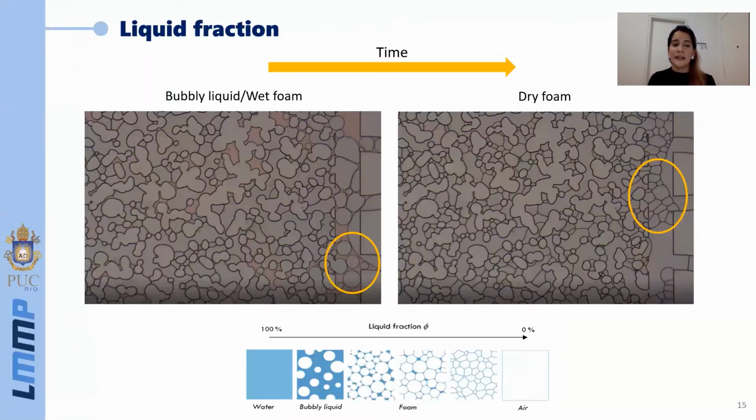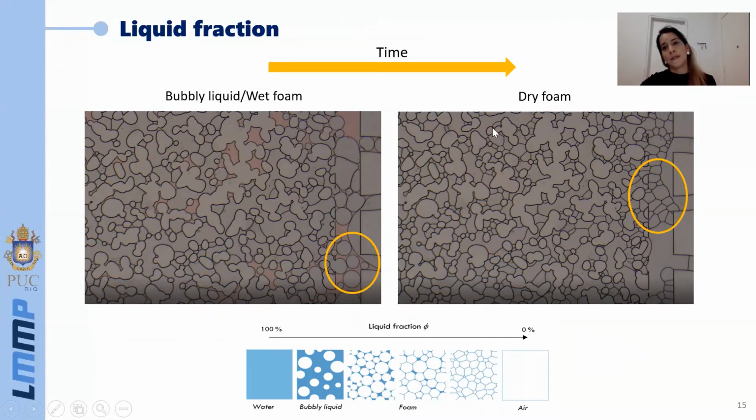Another important thing here is the liquid fraction. In the beginning, the device is completely saturated with surfactant solution, and then we inject gas. We keep injecting gas, so we are decreasing the liquid fraction. In the beginning, we have what we call bubbly liquid or wet foam, and the bubbles have these circular shapes here.